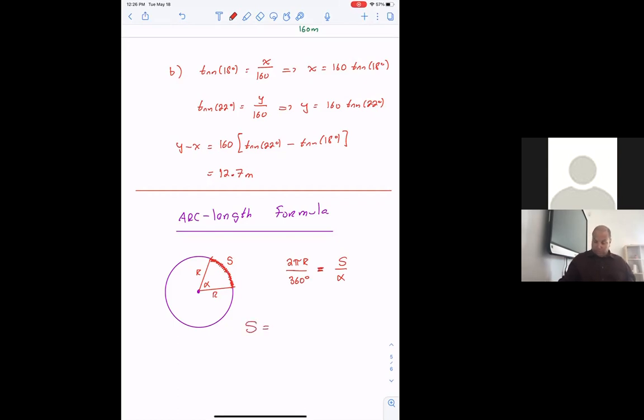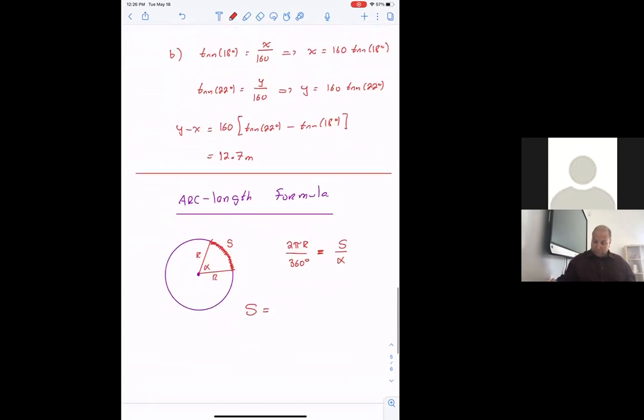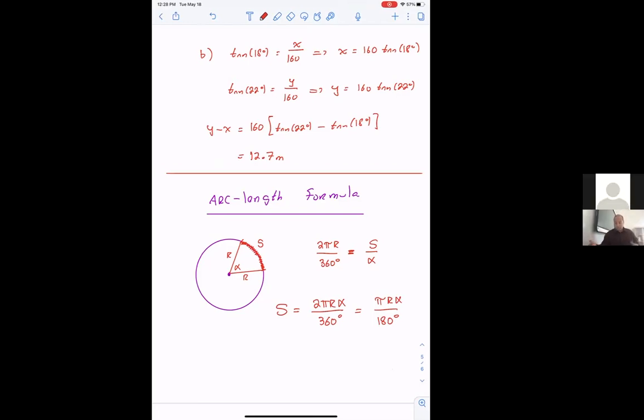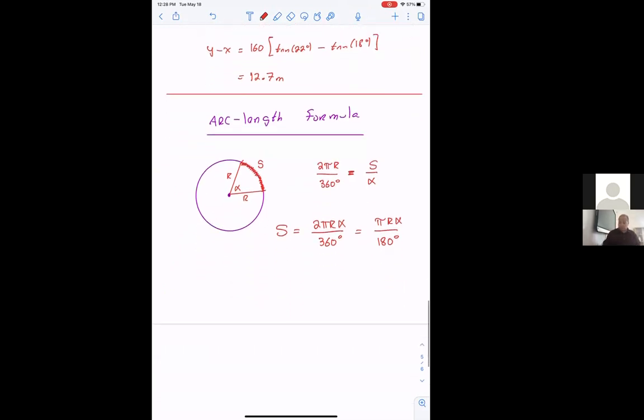So s equals, we can cross multiply here. We get 2 pi r alpha over 360 degrees. And if you want to do 2 over 360, you can reduce it to pi r alpha over 180 degrees, which means you have to know alpha, you have to know r, you plug them in, and there's your arc length formula. Now, this formula is in the formula book, so you don't have to memorize it, but it's always a nice idea to see where it comes from.